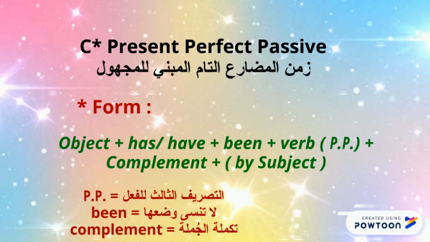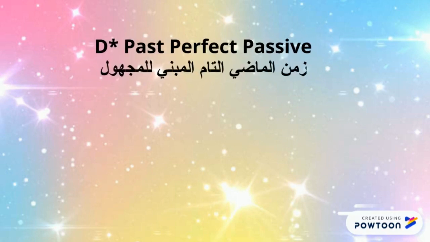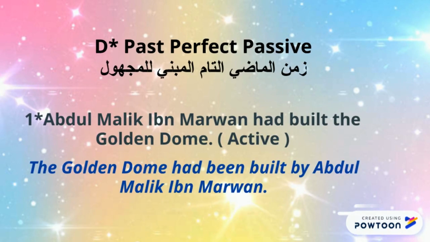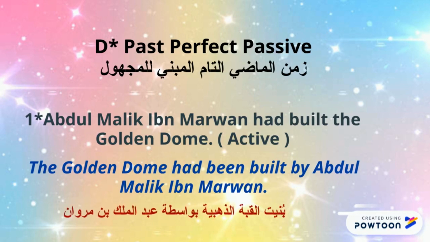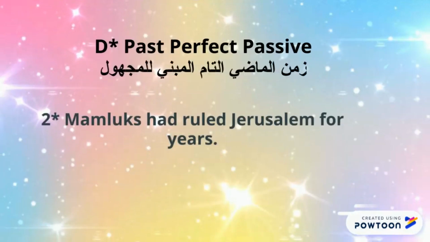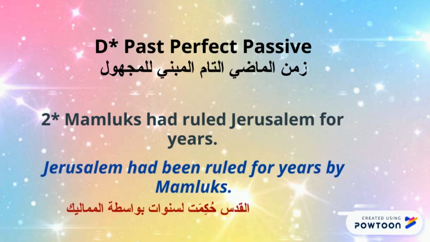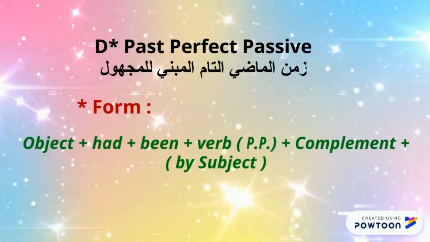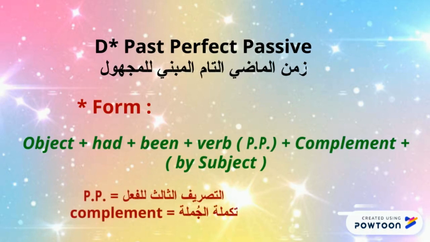participle, complement, by subject. Now with past perfect passive. 1. Abdul Malik ibn Marwan had built the Golden Dome. The Golden Dome had been built by Abdul Malik ibn Marwan. 2. Mamluks had ruled Jerusalem for years. Jerusalem had been ruled for years by Mamluks. So the form for past perfect passive is object plus had plus been plus verb past participle plus complement plus by subject.